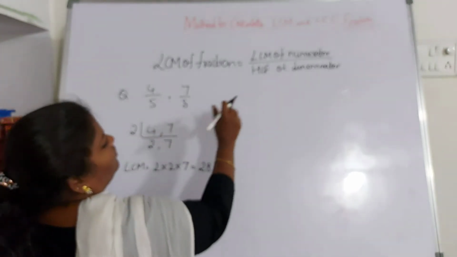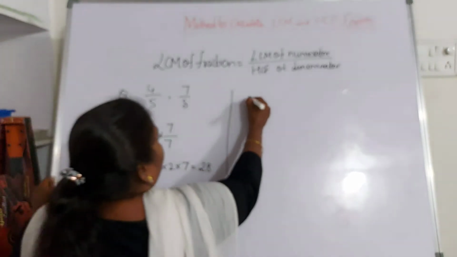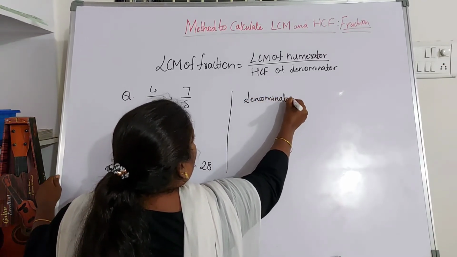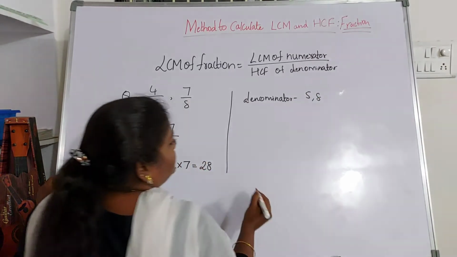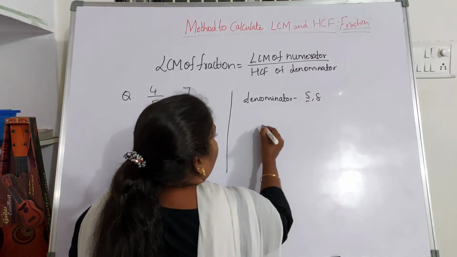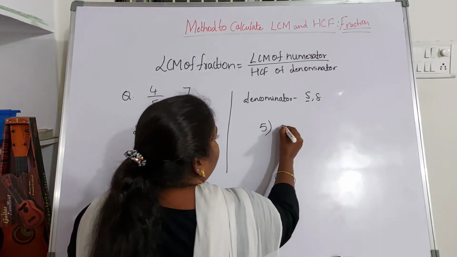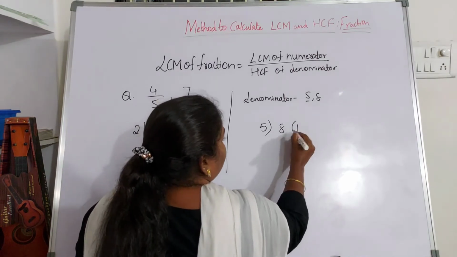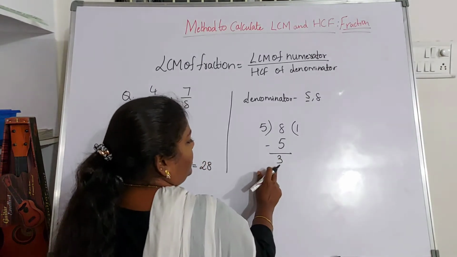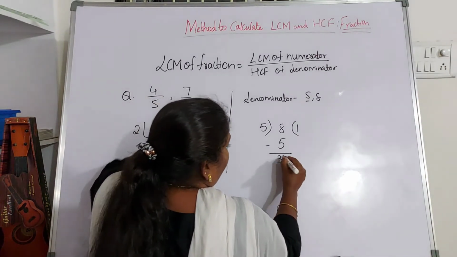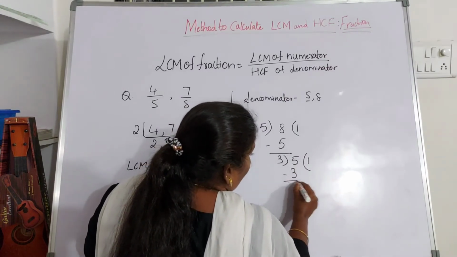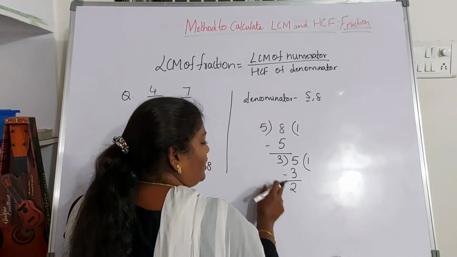Now the HCF of the denominators. The denominators here are 5 and 8. Now you need to find the HCF of them. From these, the smaller number is 5. So 5 is the divisor and 8 is the dividend. 5 ones are 5. When I subtract, I get the remainder 3. But 3 is smaller, so take 5 and divide. So 3 ones are 3. When I subtract, it is 2. Now 2 is smaller again.